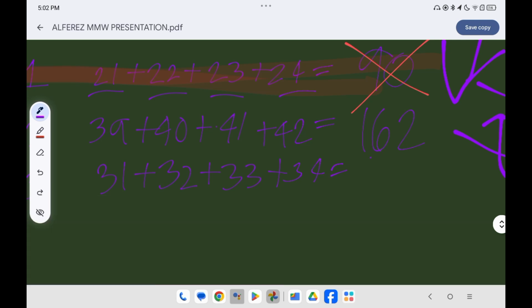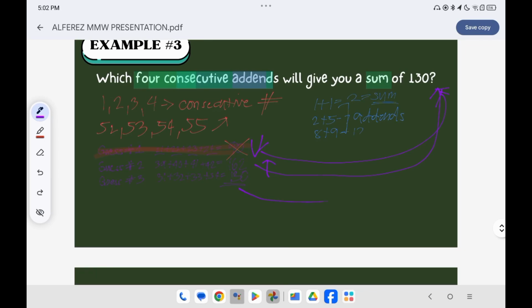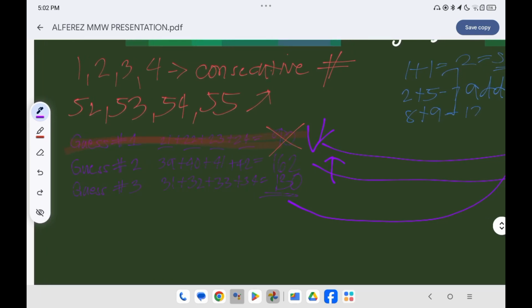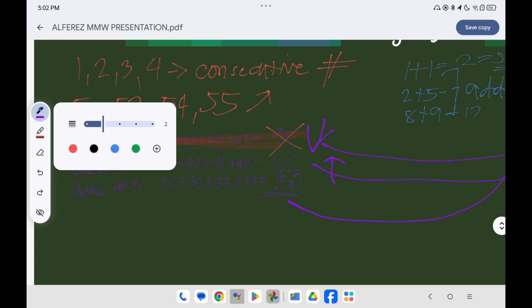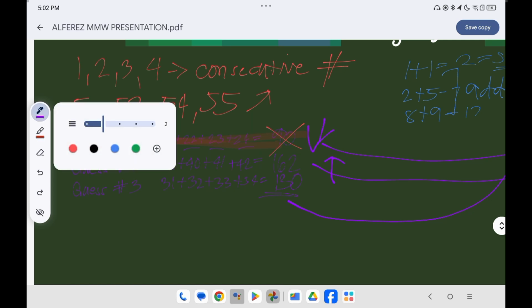Yes, you got it right. It is 130, which is what we are looking for. Thus, our guess number 3, the 31, 32, 33, 34, is the right answer for this problem. I'm going to make a mark on this.